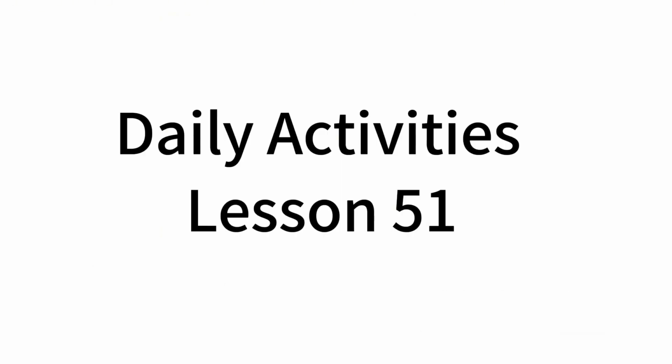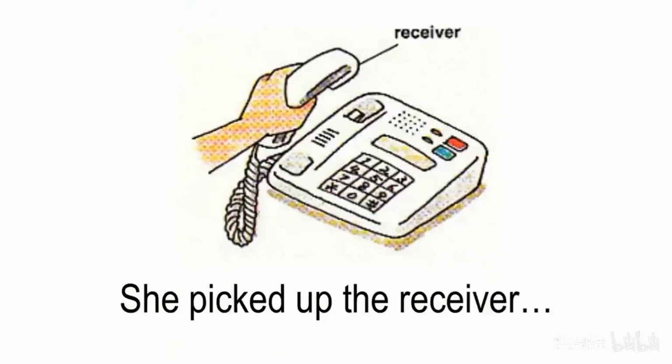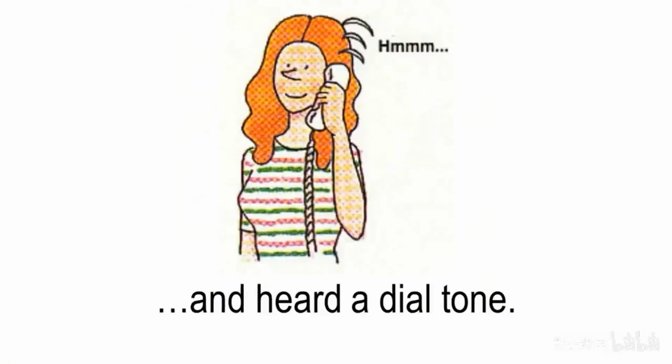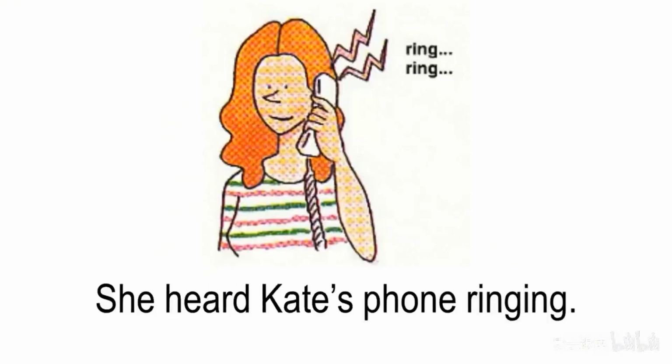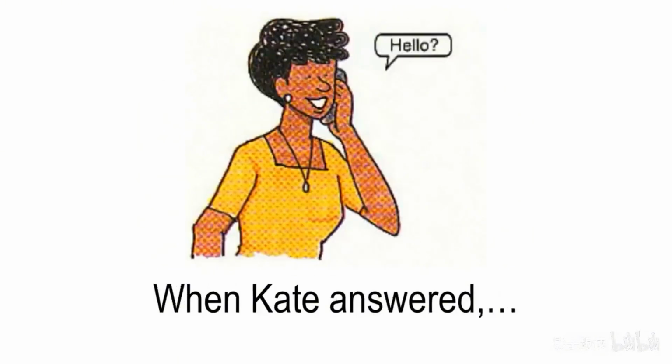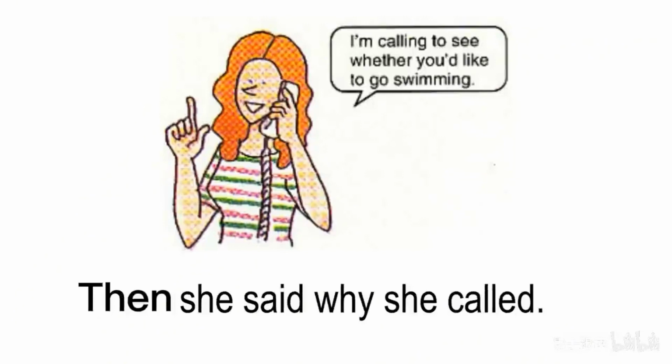Daily activities. Lesson 51. Jenny looked up Kate's phone number in the phone book. She picked up the receiver and heard a dial tone. Then she dialed the number. She heard Kate's phone ringing. When Kate answered, Hello? Jenny said hello and identified herself. Hi, Kate. This is Jenny. Then she said why she called. I'm calling to see whether you'd like to go swimming.